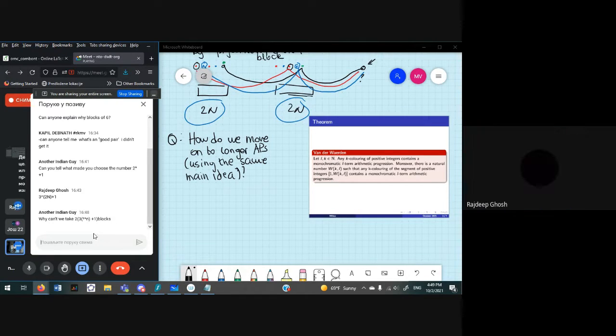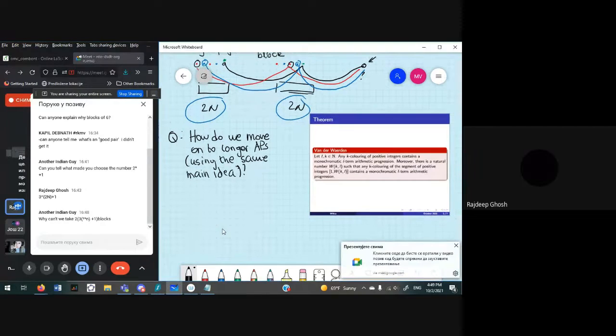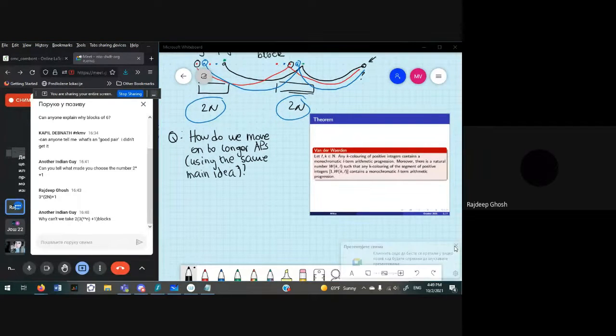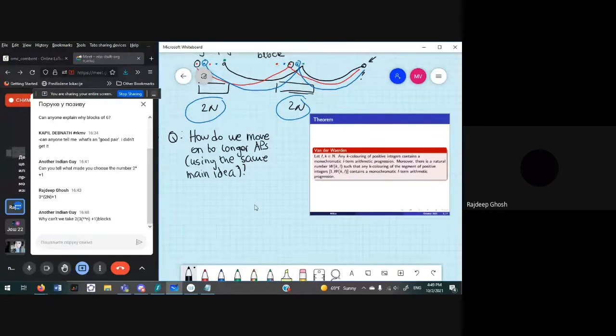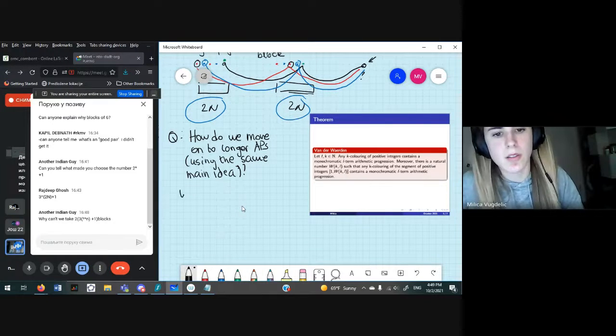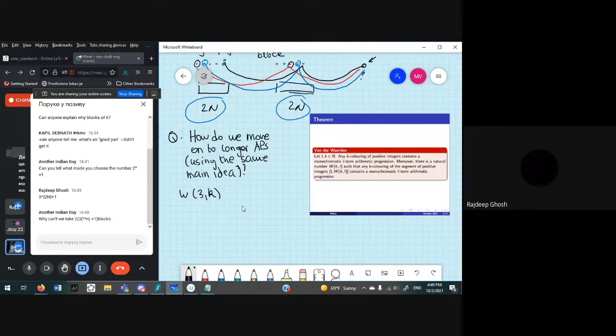I don't know in the general case, but for just three-term APs, we can simply continue on this process, and we can get this for any number of colors as long as we have three-term APs. Yeah, so for 3, this works immediately.